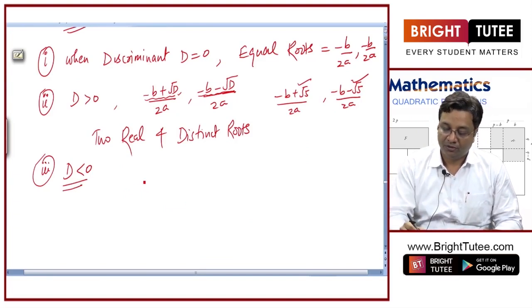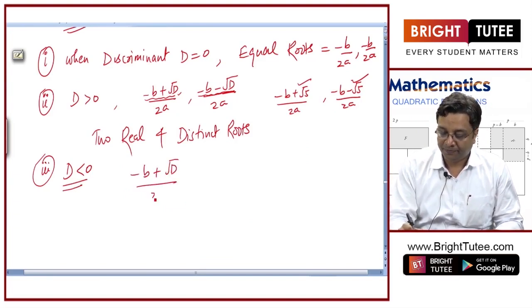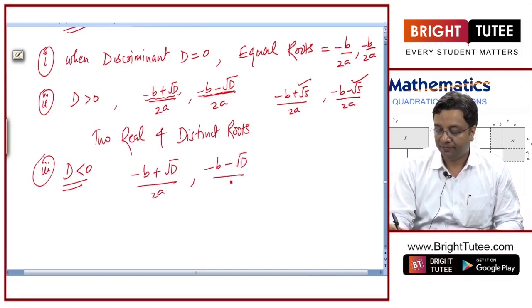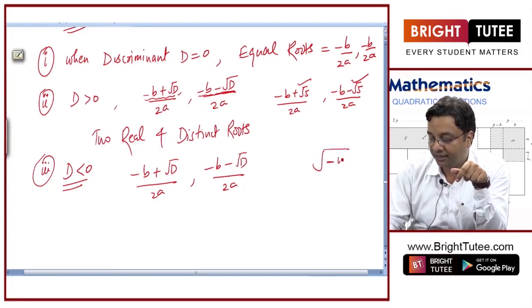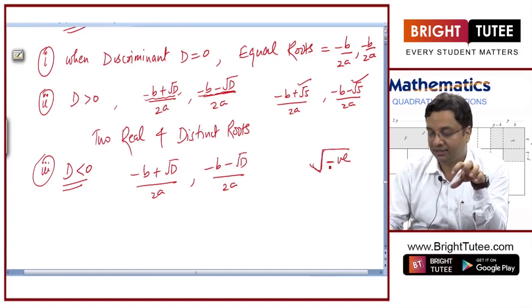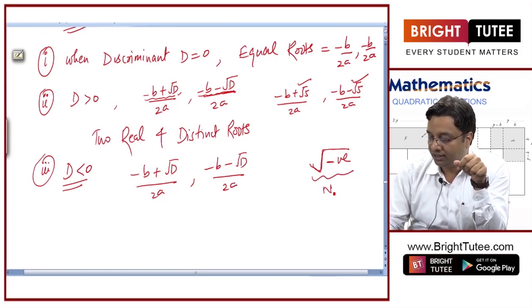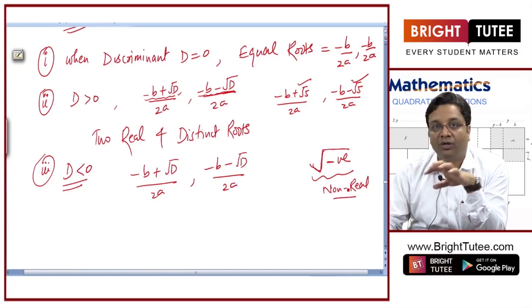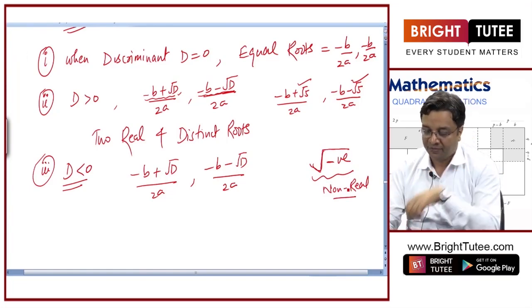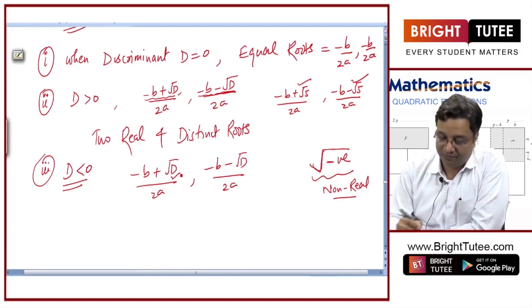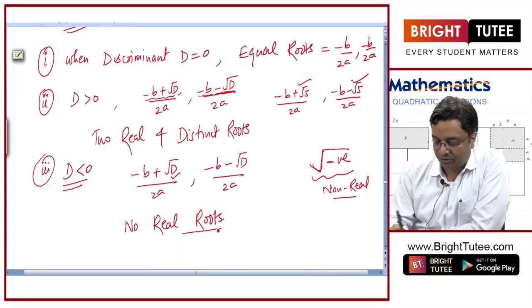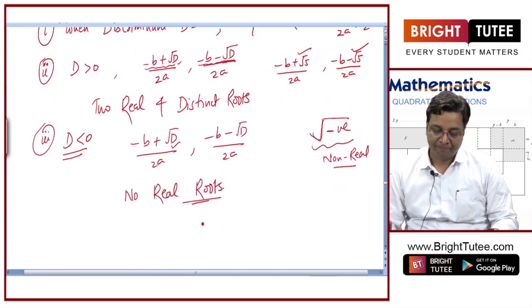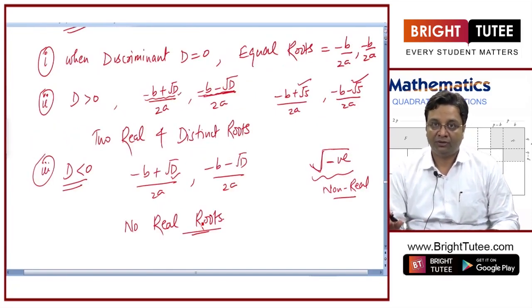Let us see when d is less than 0. When d is less than 0, what will happen to minus b plus root d by 2a and minus b minus root d by 2a? There will be a negative sign inside the radical sign. When there is something negative inside the radical sign, this value is non-real. This is not defined in real numbers. This is an imaginary value. So if d is negative, we will have no real roots, or we can say we will have imaginary roots. So this is about the nature of roots in brief.